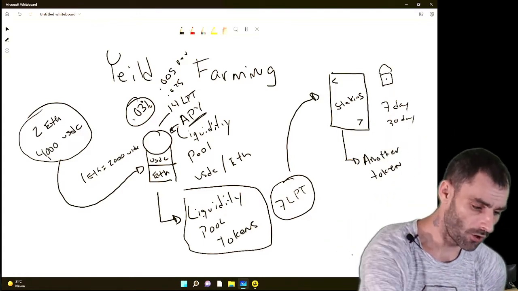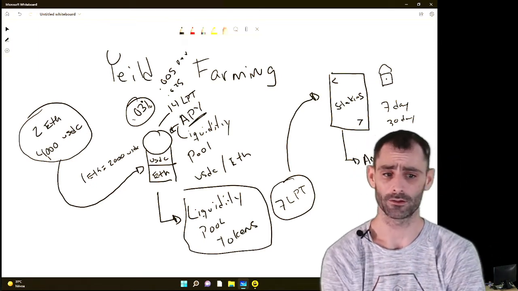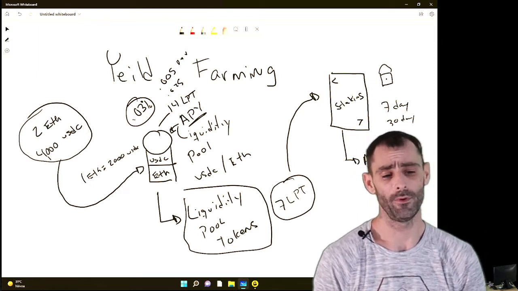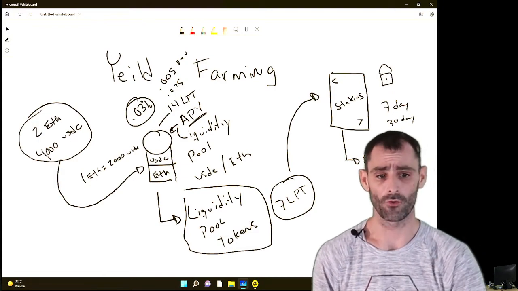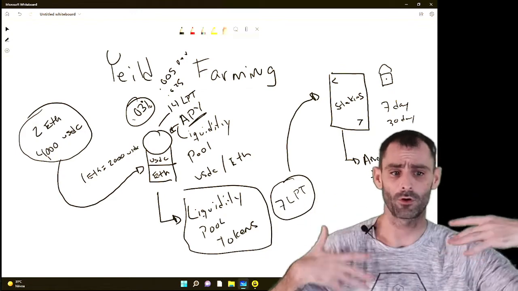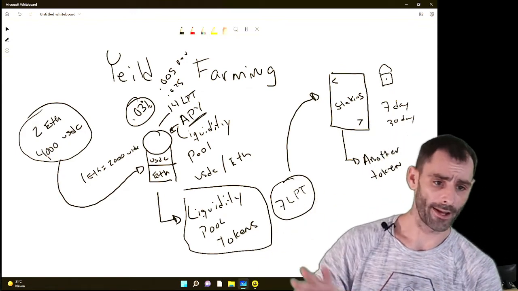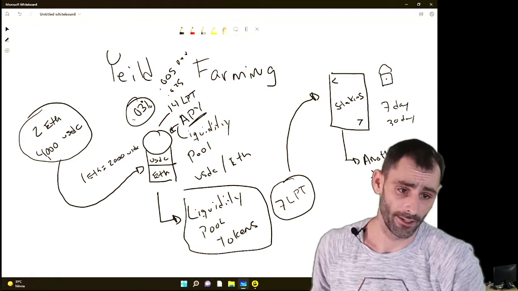So a lot of tokens do that, and I personally stay away from those tokens because most of the time it's a good indication that they're going to do a rug pull, or the price is going to be very volatile, and most people are going to end up losing money. So I typically don't farm any type of coins like that.